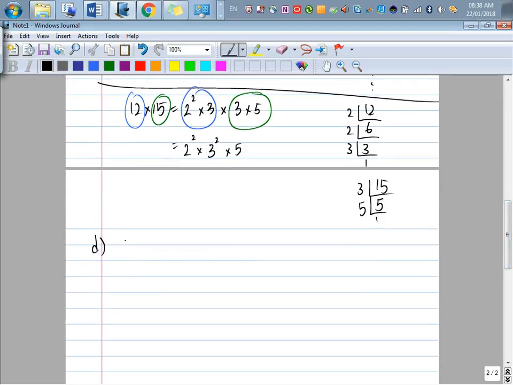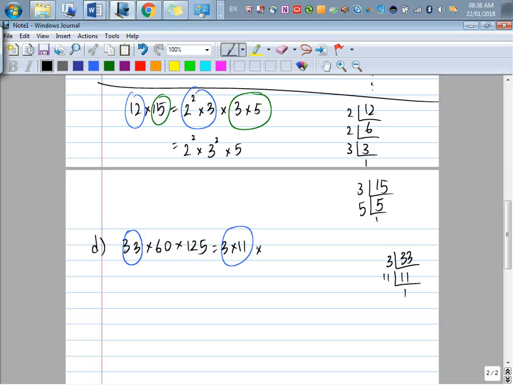Let's try part D. 33 times 60 times 125. Okay? So let's see what 33 gives us first. Divided by 3, we get 11. Divided by 11, you get 1. So this is 3 times 11 for our first number.